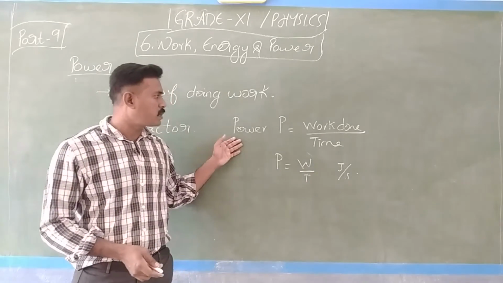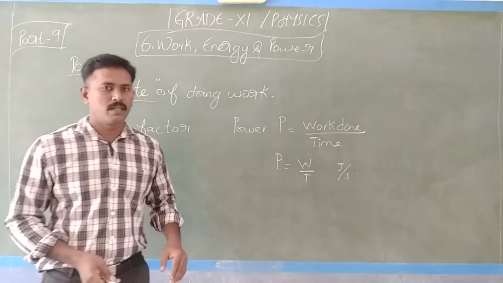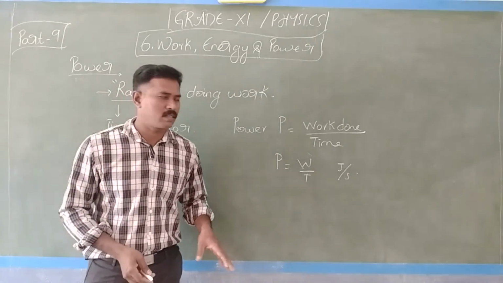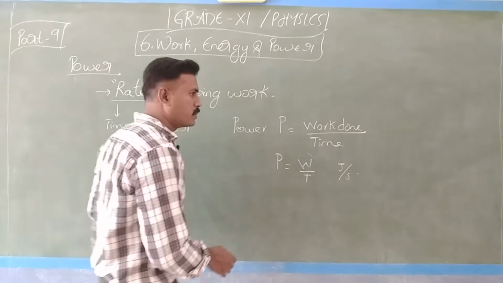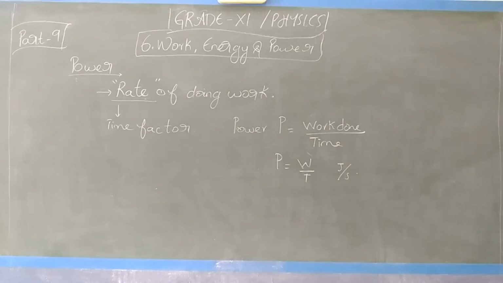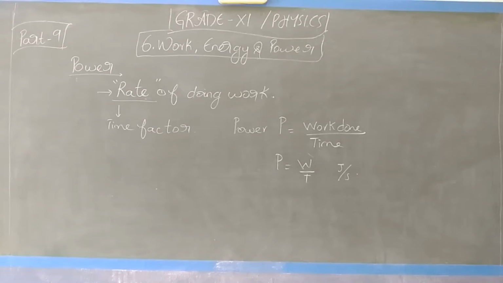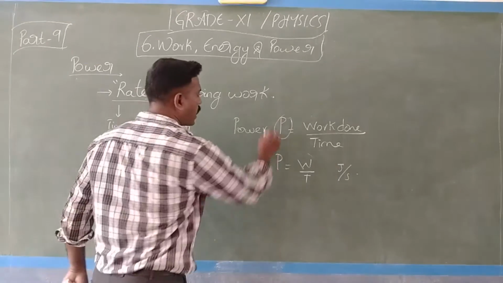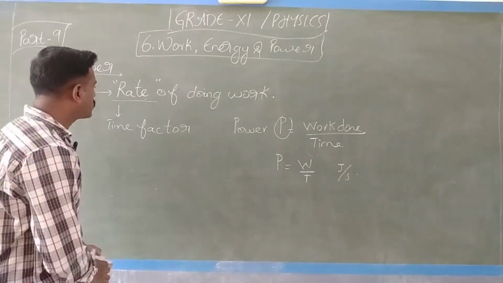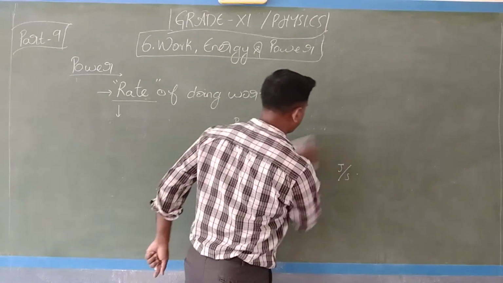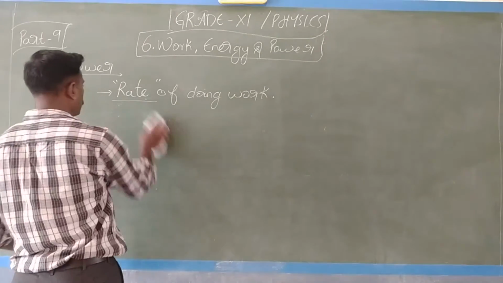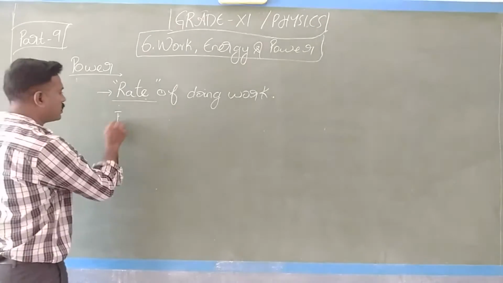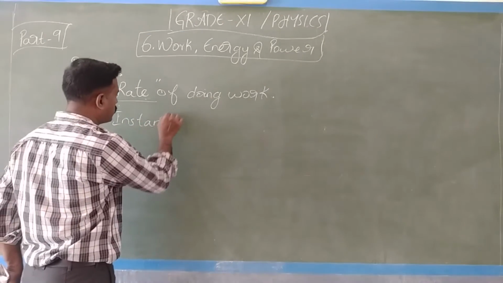Then this power is work done by time. This is applicable to all the factors. And now this is the average power. Okay, so note down students. Next one is the instantaneous power. So this you call as the average power. Next one is instantaneous power, that is the changing work done.